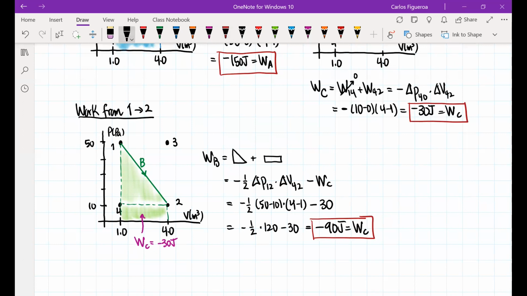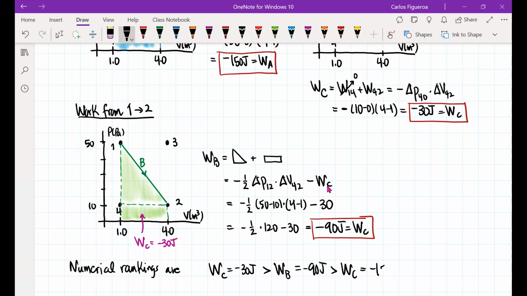So now, if I compare my rankings, the numerical rankings are that the work of C, which is equal to minus 30 joules, is definitely bigger than the work of B, which is minus 90 joules, which is definitely bigger than the work of A, which is minus 150 joules. So this agrees with what we got conceptually.